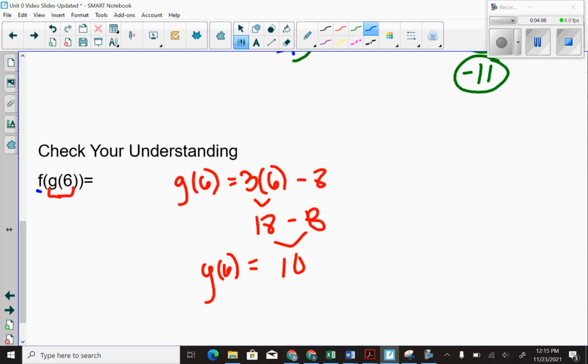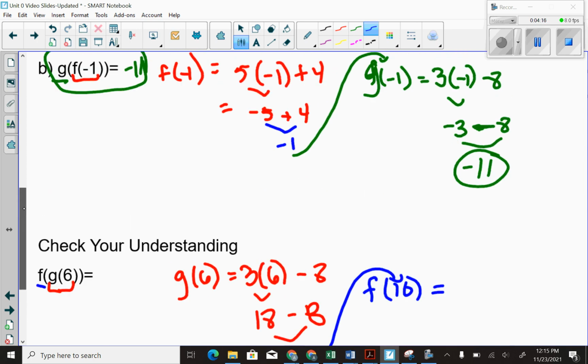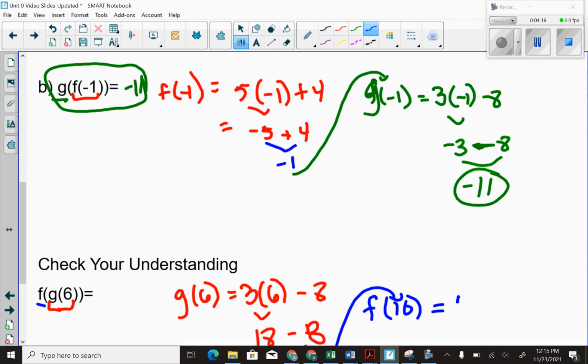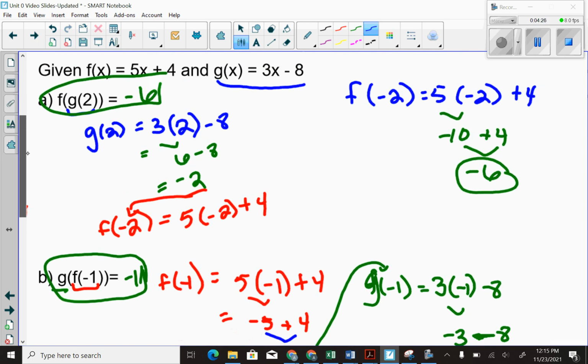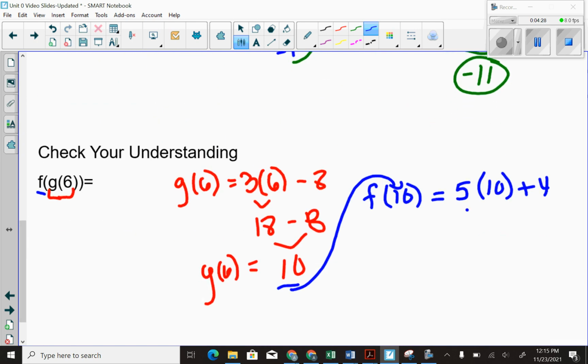And now we need to find f of 10. Once again, working from the inside out. And that function was 5, replacing x with 10, plus 4. 5 times 10 is 50, plus 4. 50 plus 4 is 54. So that is our final answer.